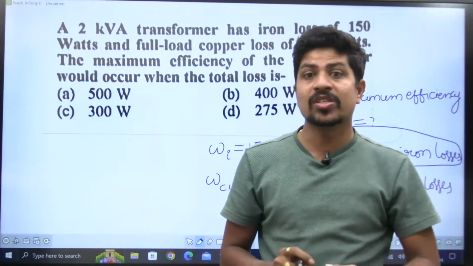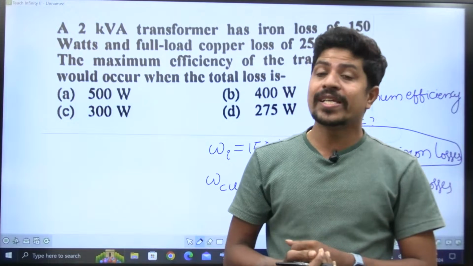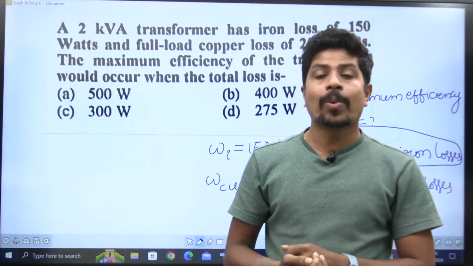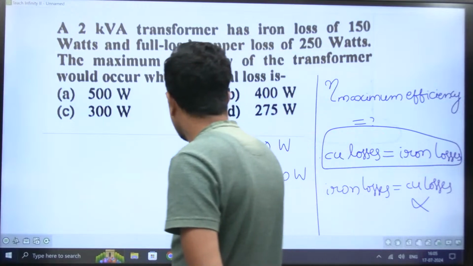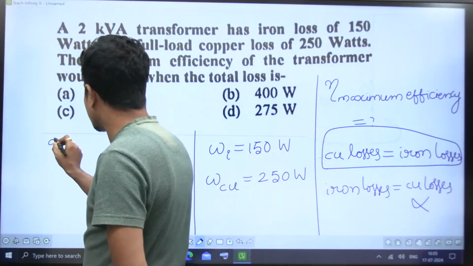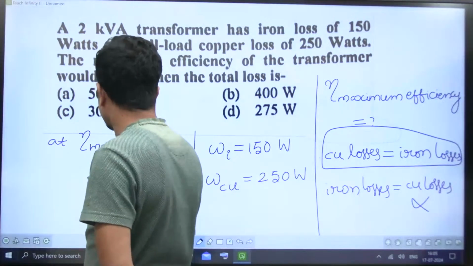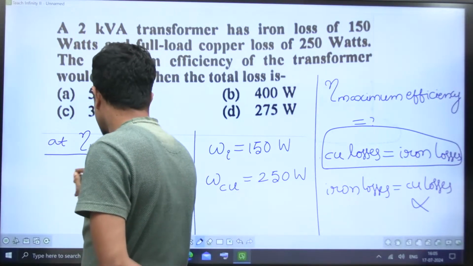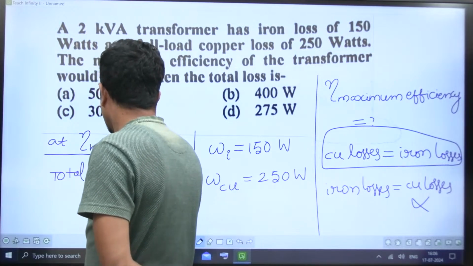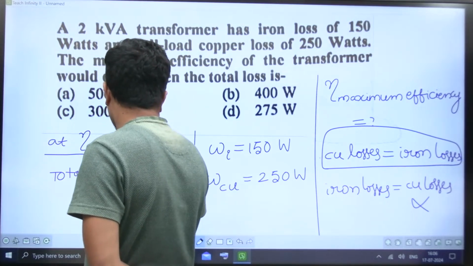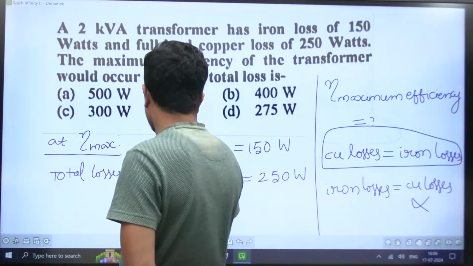How can copper losses be changed? If you change the load, the copper loss can be made equal to the iron loss. Now, what is the total? At maximum efficiency, total losses are equal to iron losses plus copper losses.